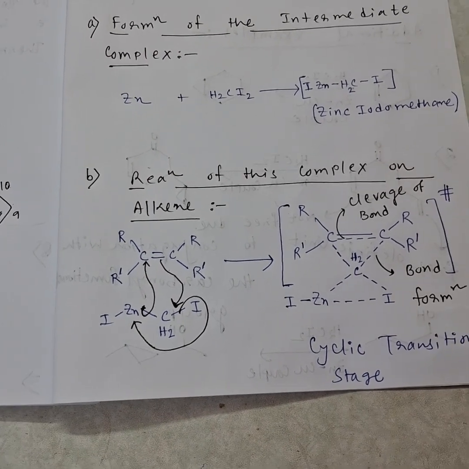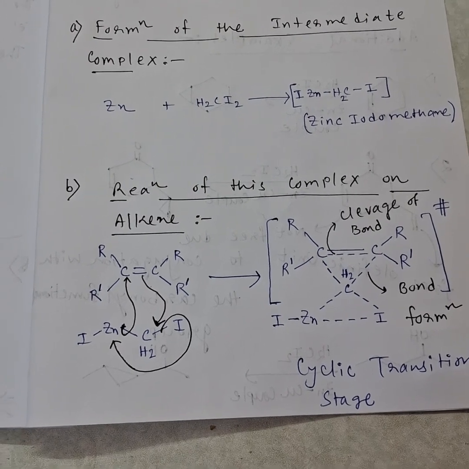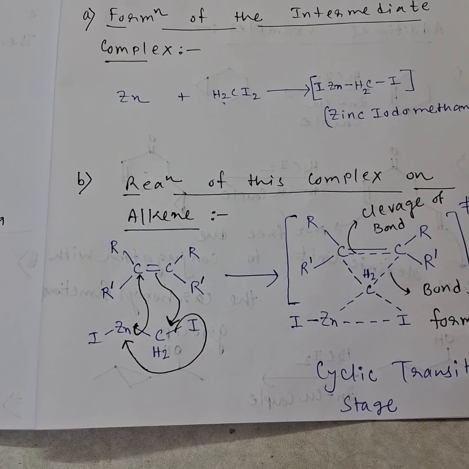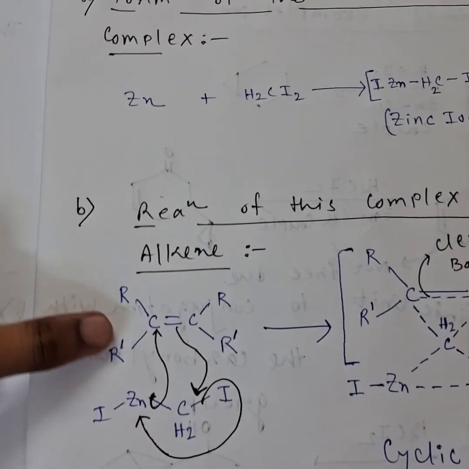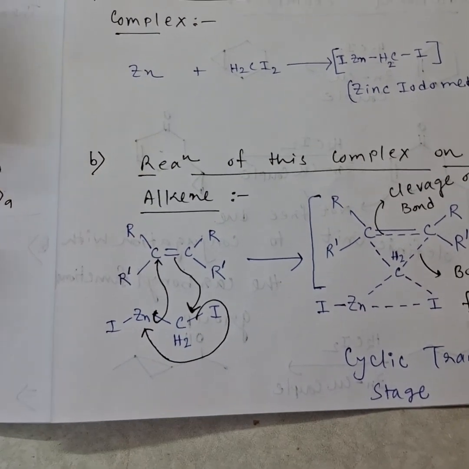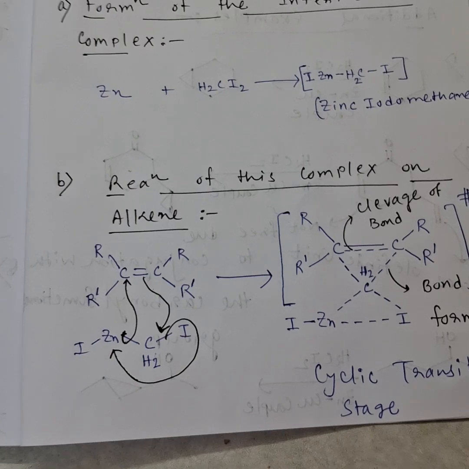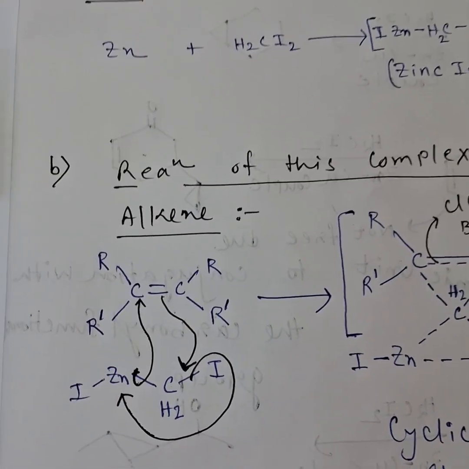As I have already mentioned, zinc is a metal but carbon is a non-metal, so the bond between them is highly polar. Hence it will readily attack one of the pi-bonded carbon atoms, due to which the pi bond between these two carbon atoms breaks, and it attacks the carbon which is attached with iodine. So here you can see the steps.